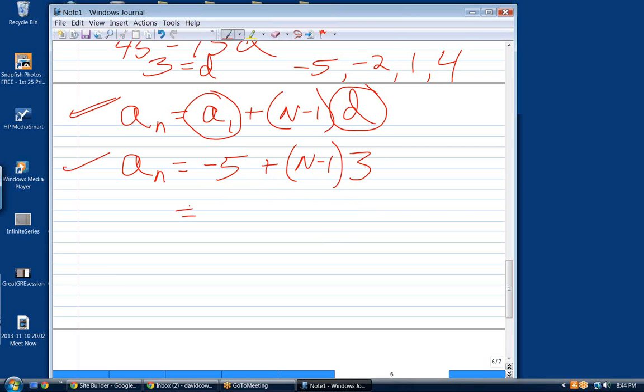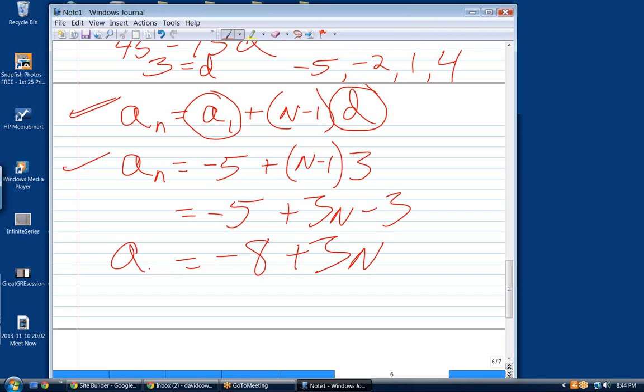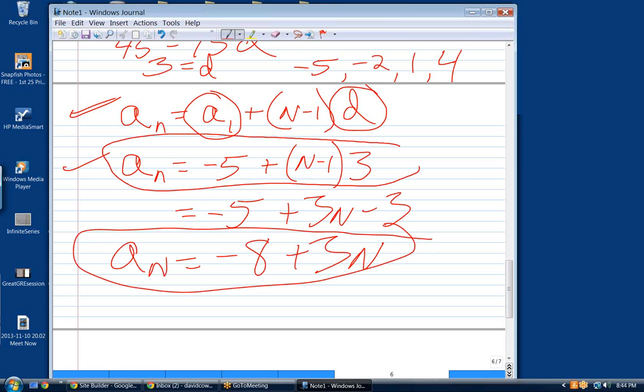Notice that after you distribute it, it always gives you a different formula. So this would be minus 5 plus 3n minus 3. So this is minus 8 plus 3n. So this particular sequence, the answer is this, not this. Okay, so even after you've solved for A sub 1 and D and plugged it into the general explicit formula, you still have to reduce it by distributing the D to the n minus 1.